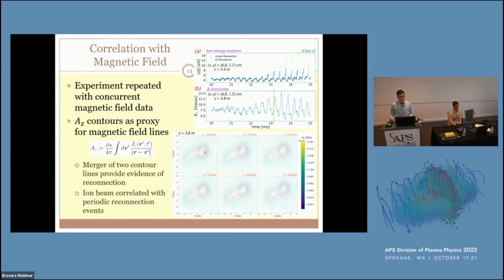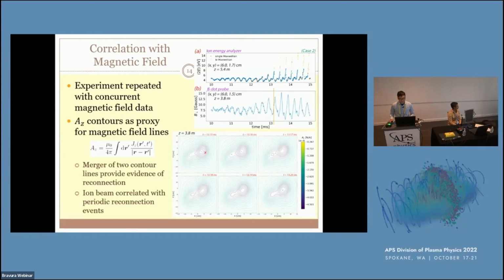The next thing we can do is look at the magnetic field lines. To do that, we use the magnetic vector potential, AZ, which is derived from the perpendicular current, JZ. We plot the magnetic vector potential as a function of time, and this is what it looks like in a plane. As you can see right here, these are the 2 flux ropes. There's one here, and there's a smaller one right there. And this cross is where the energy analyzer is located.